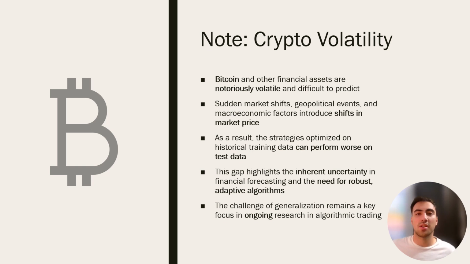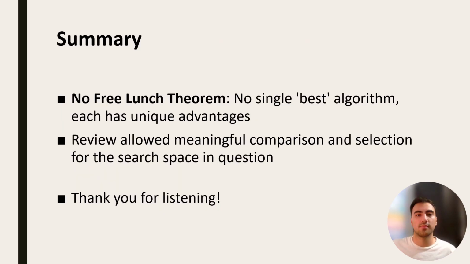This means that while our strategies may perform well on historical training data, they often struggle on test data. This degradation highlights the inherent uncertainty in financial predictions and reinforces the importance of using robust adaptive algorithms. Designing models that can generalize well remains one of the key unsolved problems in this space.